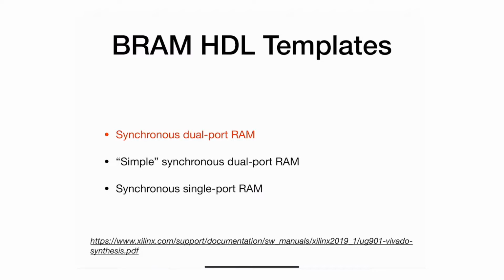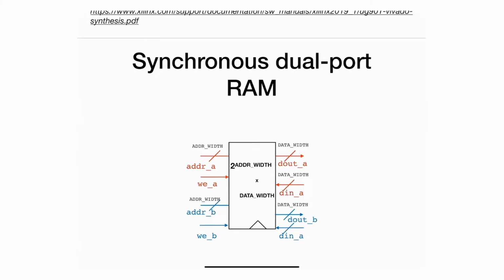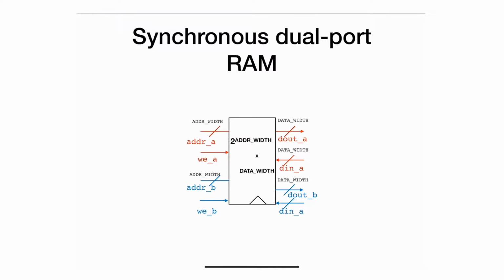So we will start by describing the most generic BRAM HDL template, and that's for a synchronous dual port RAM. To show you a block diagram for it, we will force Vivado to interpret this to utilize the BRAM to implement a two-port synchronous dual port. It's dual port, but each one of these ports can be write or read, but not simultaneously. Okay, so let's get started with that by going to Vivado.